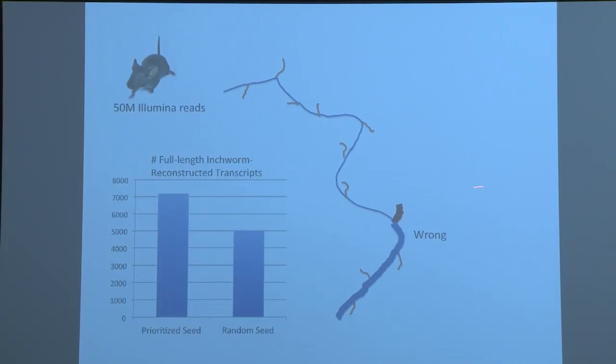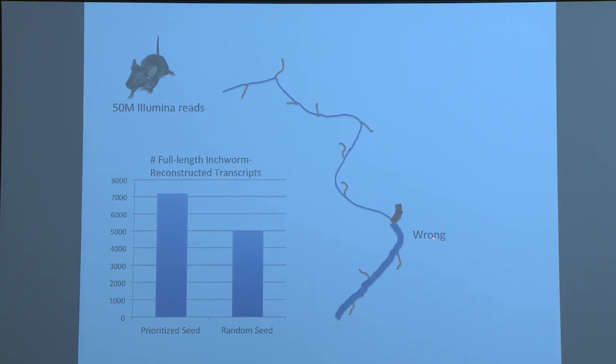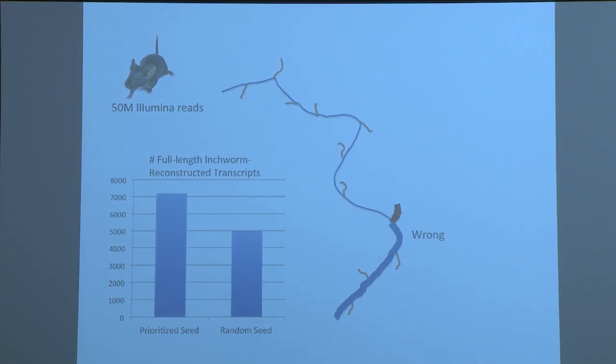And we can show that if we take this approach, we just do random seeding, we end up with fewer full-length transcripts. So in one of the test data sets that we use, we have 50 million Illumina reads from mouse. With our prioritized seed selection, and we look at the number of full-length transcripts we were able to reconstruct with a simple Inchworm algorithm, we're over 7,000 transcripts reconstructed. But if we do this random seed approach, again, some fraction of the time, you're going to end up selecting something which is not an optimal seed, and you end up fragmenting the transcript, and so we get a large reduction in the number of full-length transcripts that we're able to reconstruct. So this is a problem.